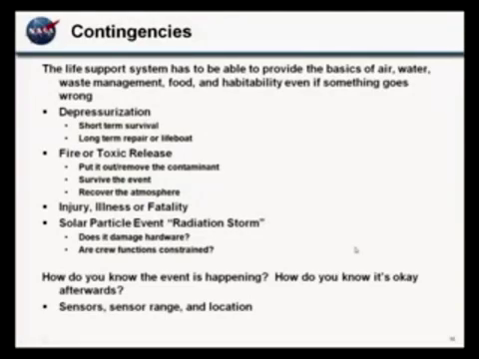Okay, and then contingencies. I categorize contingencies differently than failures. So failures is something in my system went wrong and it stopped performing its function. Contingencies is something from outside my system happened that we have to deal with. Obviously, there are lots of contingencies that can happen in a mission, but I have a list of things that typically the life support has to help fix. So those air, water, waste, food, habitability, those same basic survival things have to happen.